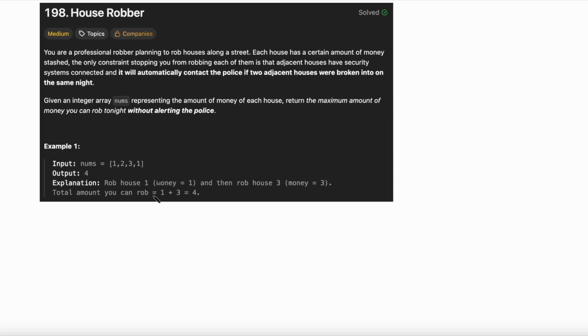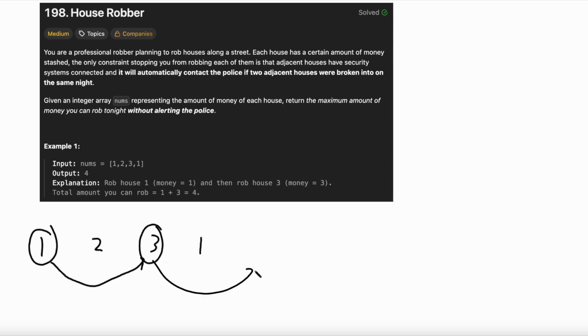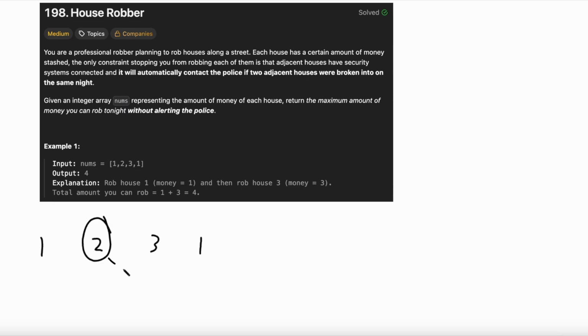So think about what it means to, first of all, rob the houses, right? So 1, 2, 3, 1. Basically you realize that there's only really one way for it. We either can alternate by skipping 1 and then repeating this pattern ad infinitum, or we can start at 2 and then go to 1 and so on. But which route is the best?